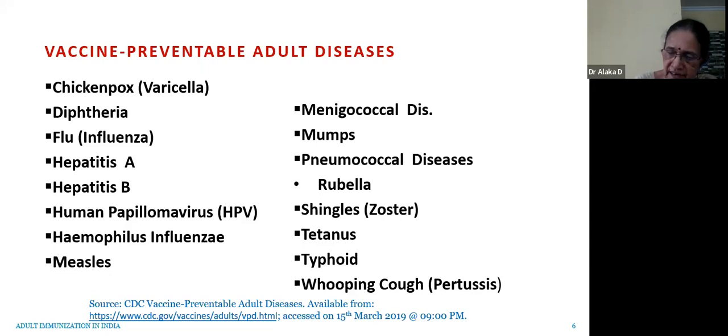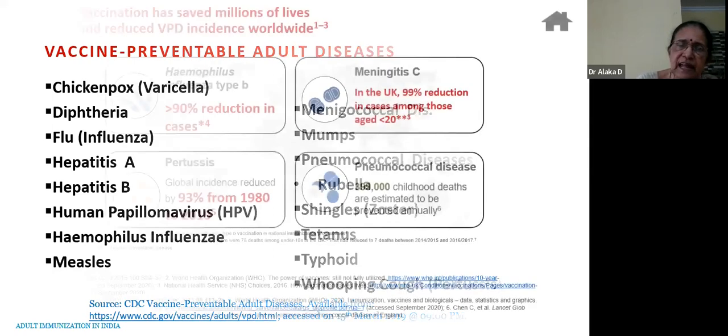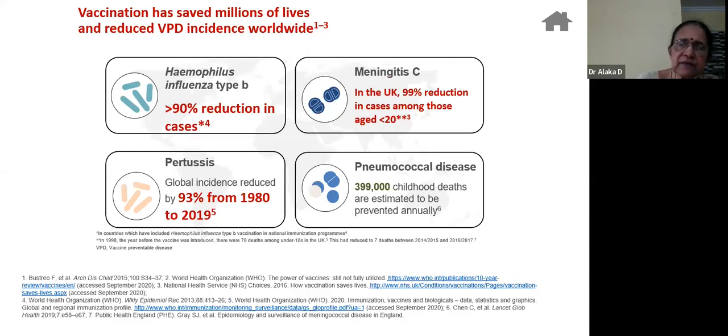Now, so many vaccines are available. We are advocating them. The medical fraternity is advocating, the government is advocating, and what is the result? This is the world scenario I am showing. Haemophilus influenzae, more than 90% reduction in the cases, because these are vaccine preventable diseases. So if you give the vaccine, there is a more than 90% reduction. In pertussis, global incidence reduced by 93% from 1980 to 2019. So in about 40 years, a 93% reduction.